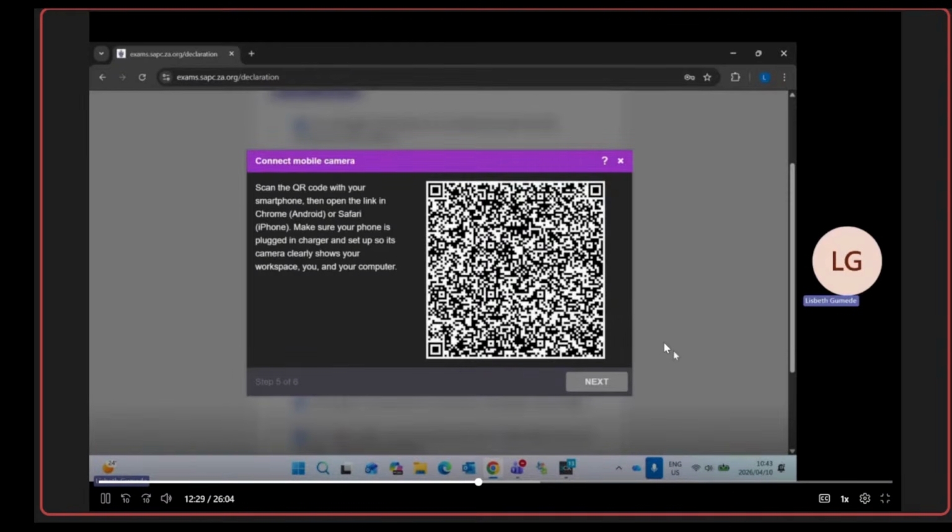Different devices have the QR code scanner in different parts of the device, so just make sure that you're familiar with where your QR code scanner is. And if it doesn't have a QR scanner, there are many apps that you can download that will allow you to scan your QR code. Mine came with the phone, so now I'm scanning the QR code.